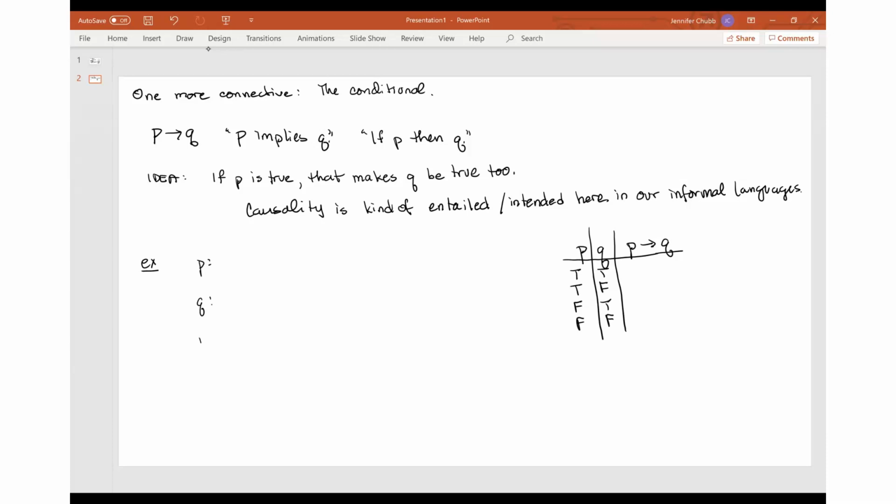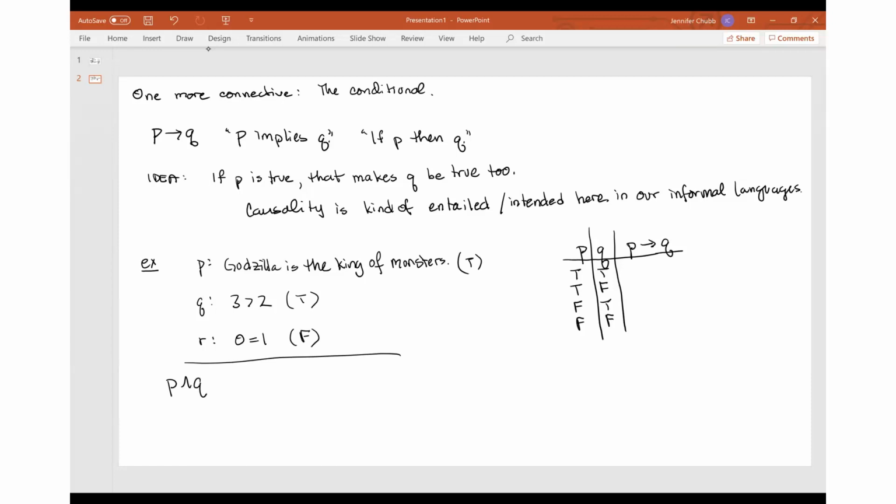Let's have 3 statements here, like 0 equals 1, 3 is bigger than 2, and I don't know, Godzilla is the king of monsters. And let's assume that that's actually true, that Godzilla is the king of monsters. So we're supposing that this is true. This one is true as well, and this one is false. If I ask you, is P and Q true, you can tell me right away that it is, right? That's true. If I ask you if P or R is true, you can tell me again right away that it is. But what about if I ask you if P implies Q is true?